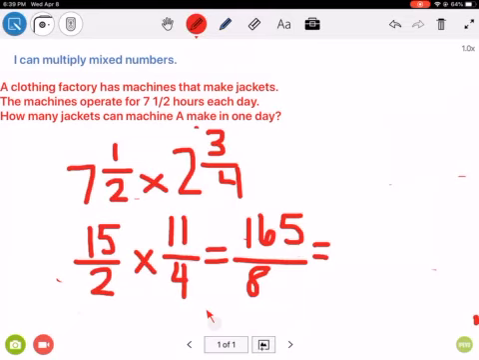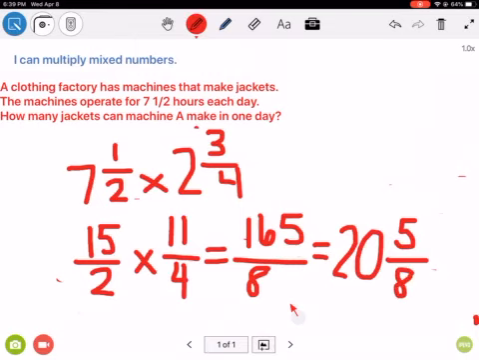So I need to turn it back into a mixed number. To do that, you have to think about how many times does 8 go into 165. 8 can go into 165 20 times. So 20 times 8 gives me 160. So then I have 5 left over. So then my 5 becomes my numerator, and I keep my denominator as 8. So my answer is 20 5/8.